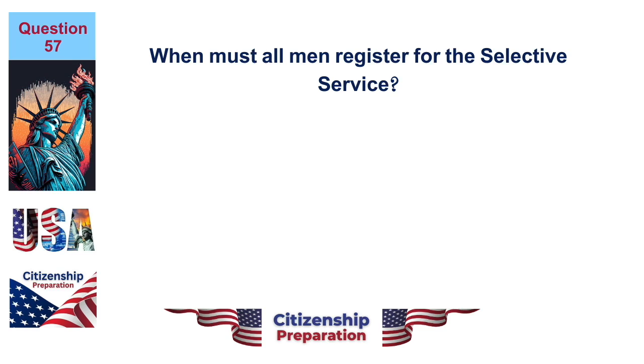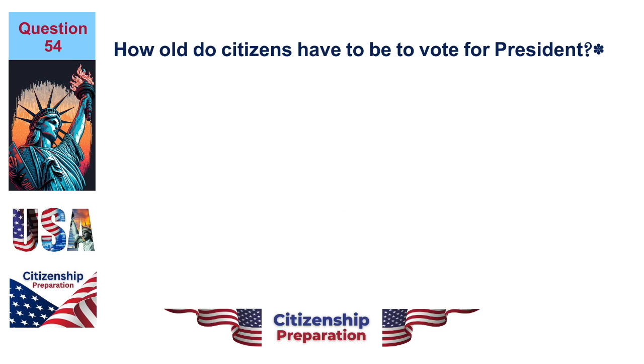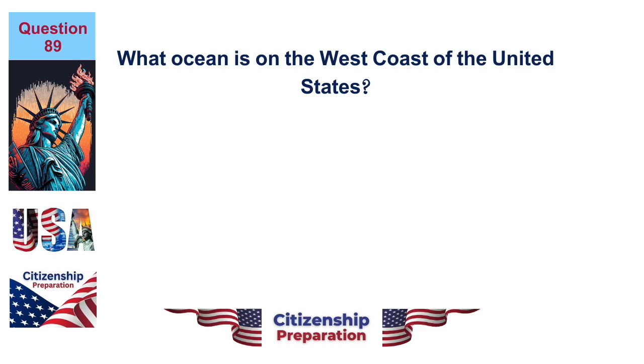When must all men register for the Selective Service? At age 18. How old do citizens have to be to vote for president? 18 and older. What ocean is on the west coast of the United States? Pacific Ocean.